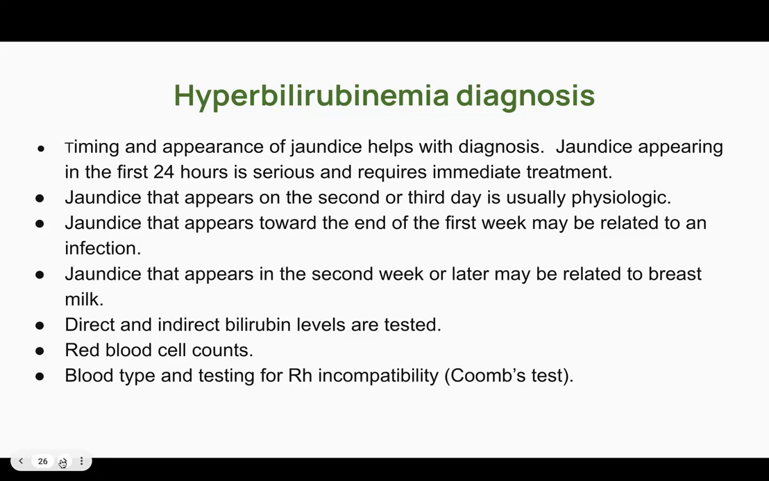In order to correctly diagnose it, direct and indirect bilirubin levels are tested. When I say direct, we are looking at the bilirubin that's stored in the liver, so that it can be excreted. And when I say indirect, we're talking about the bilirubin that's circulating throughout the blood. We're looking at red blood cell counts, and we're doing blood typing and testing for RH compatibility. This is called a Coombs test.